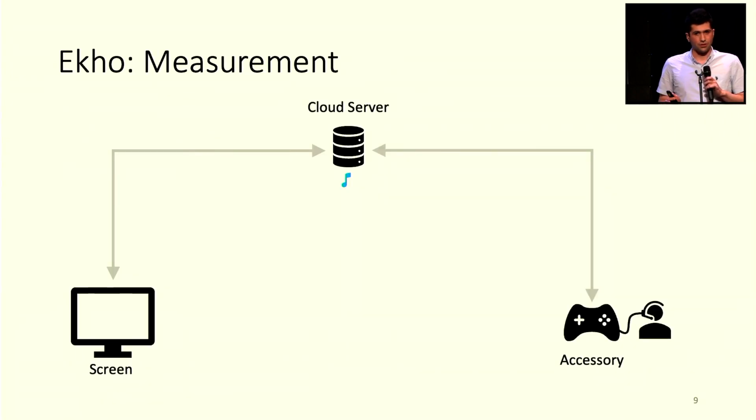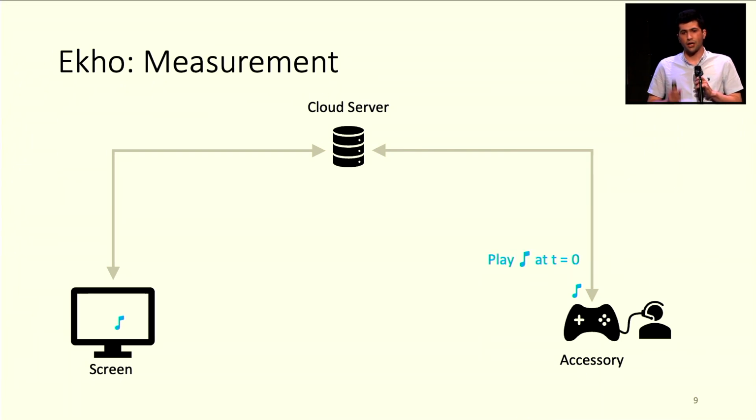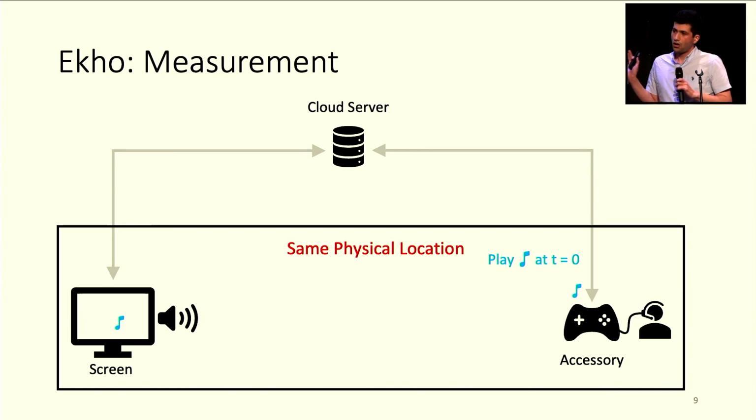To synchronize streams, all we have to do is find a pair of media among them and measure the delay between them. So we'll pick audio for now. When we send audio to the screen and the accessory, at the accessory side, we know when it's going to be played according to the reference clock, that's the accessory's hardware clock. Now, we don't know when the screen side is going to be playing its audio according to that same reference clock. But fortunately, the screen and the accessory devices are in the same local vicinity. They're in the same physical location.